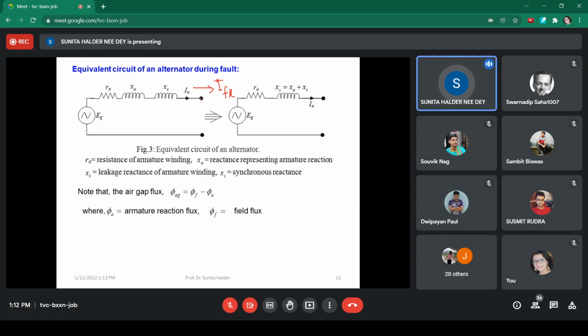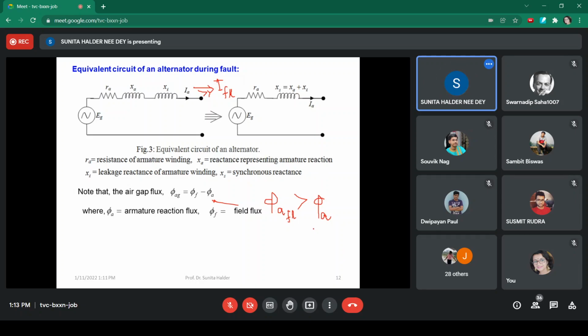Now this fault current is much higher than this armature current. During the fault, the armature current is the fault current. So this armature reaction flux is now due to that fault condition. We may write this one IFL, due to the current flowing through the armature due to that fault. Obviously, this armature reaction flux in that case will be very much higher as compared to the normal flux. So what will happen?